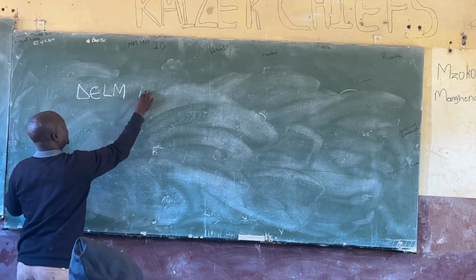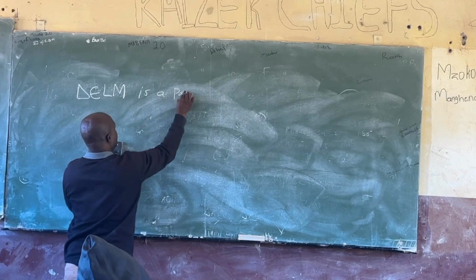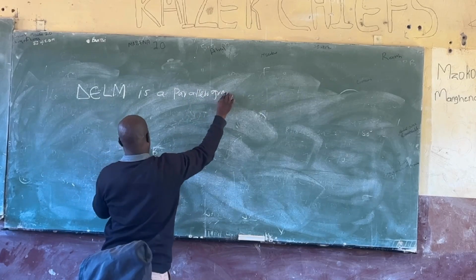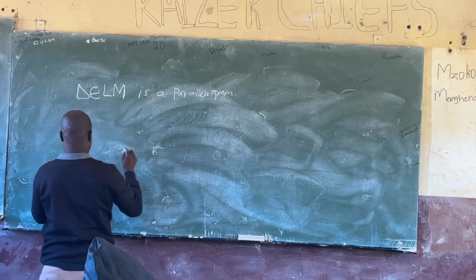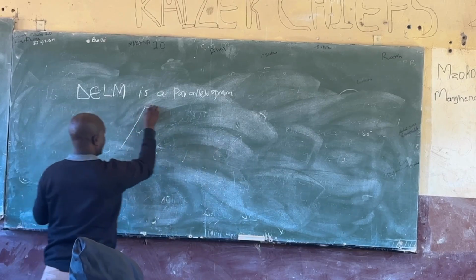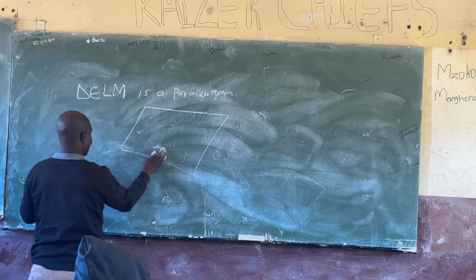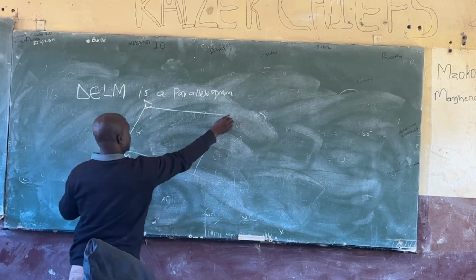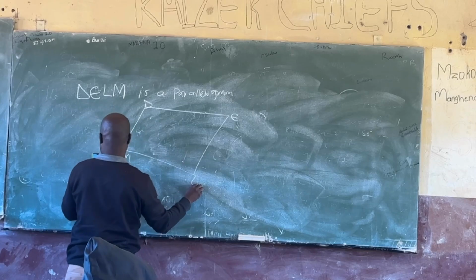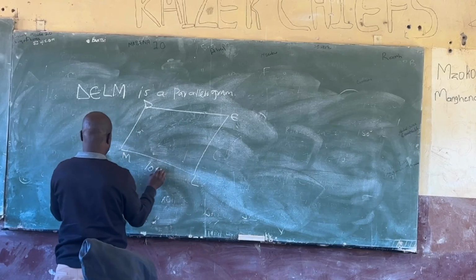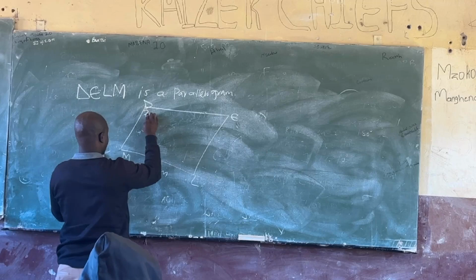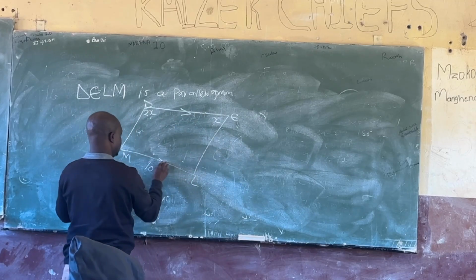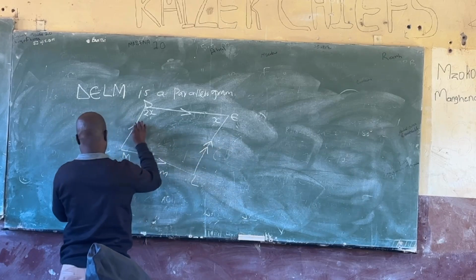DELM is a parallelogram. And you are given this is a parallelogram. It is D, M, E, and R. And here is 10 centimeters. This is 2x. This is x. Parallel. And this one again, they are also parallel.